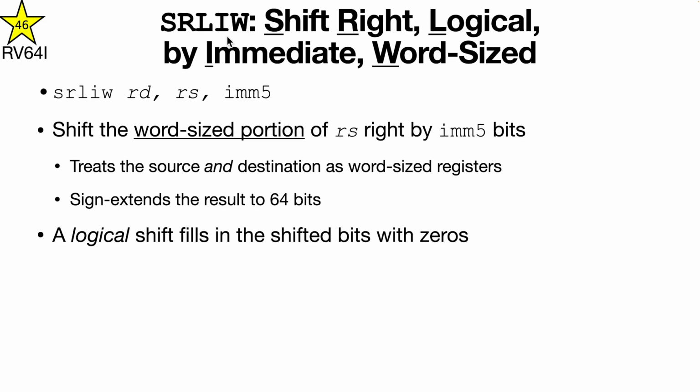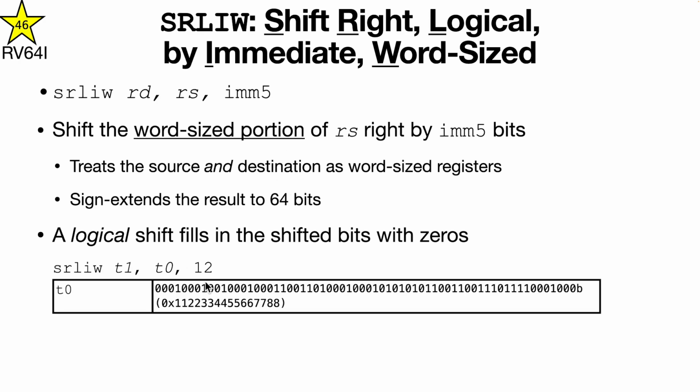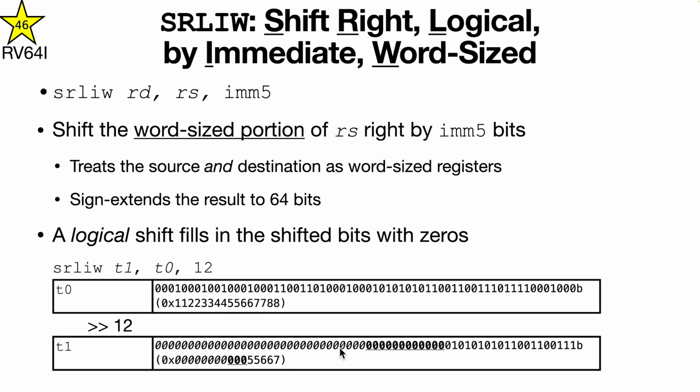All right, SRLIW, same thing concretely. Let's look at it. We know we're going right. We know it's logical, so it's just going to always be a 0 filling in, and it's an immediate, which is our hard-coded 12, and it's W, so we're only going to consider these bottom 32 bits. So what do we get?